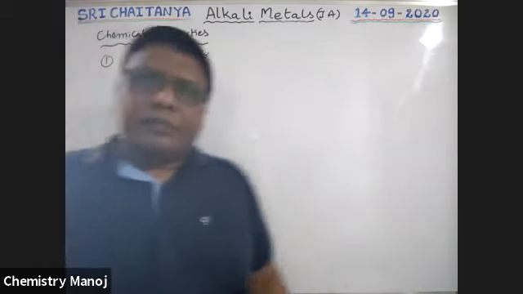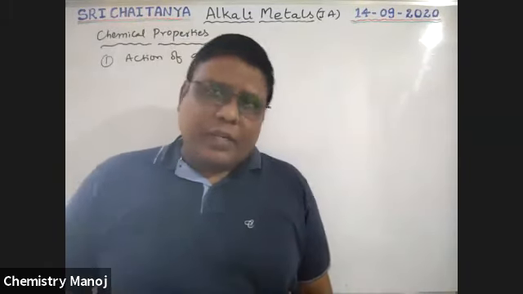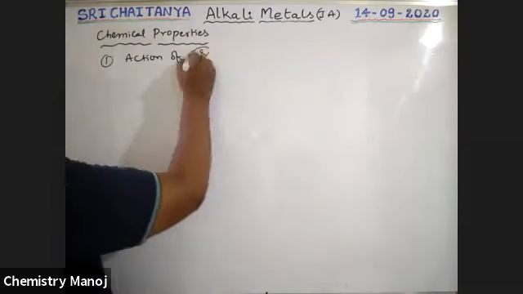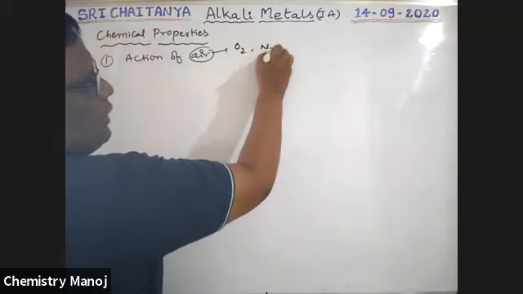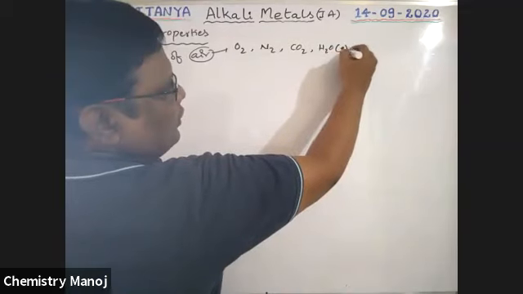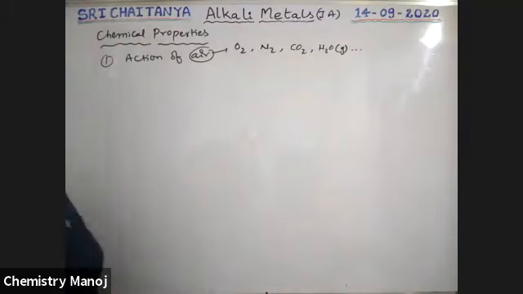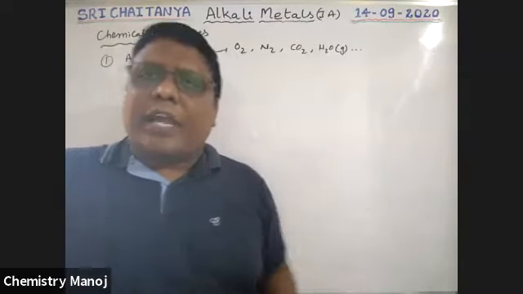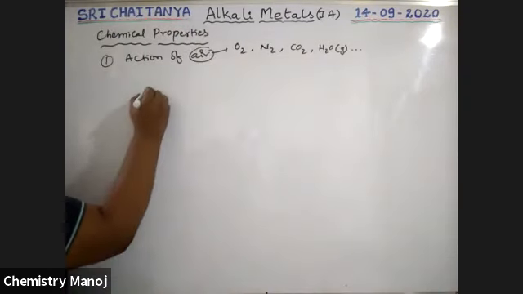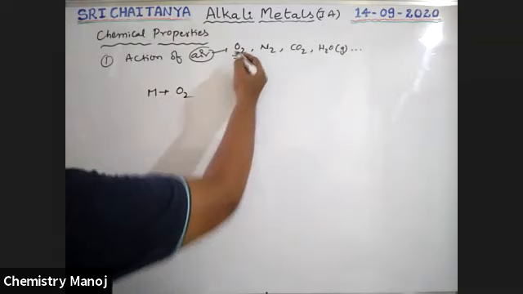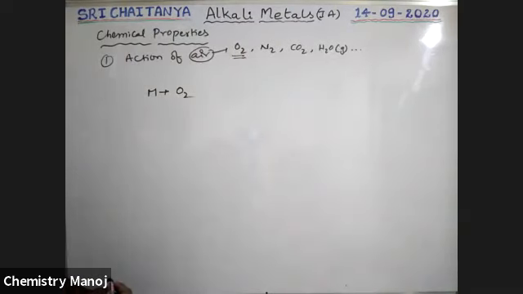When air is exposed to our alkali metals, what happens? Air contains, see boys, oxygen gas, nitrogen gas, carbon dioxide, water vapor. All these are present. When this air is exposed to our alkali metals, what type of reactions are possible? See here, our alkali metal, let it be M. This M first of all reacts with oxygen from air.